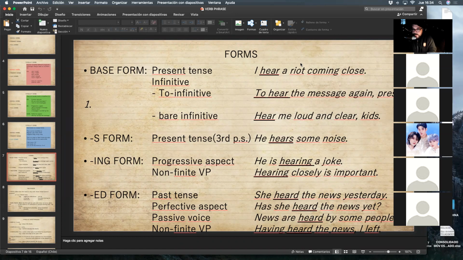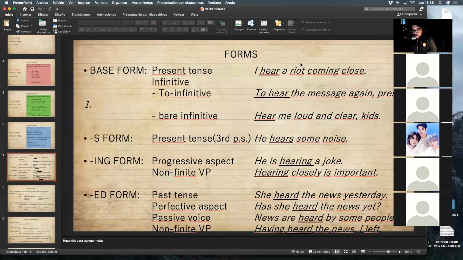In the second example, hearing closely is important. There you have a non-finite clause. Why? Because it is written around a non-finite verb phrase. That non-finite verb phrase is represented by the presence of an -ing form, right? But that -ing form is the present participle. So be very careful with that idea, right? When you're talking about non-finite, then you're saying present participle -ing and past participle -ed. But if you're talking about finite forms, you are most certainly talking about progressive aspect.